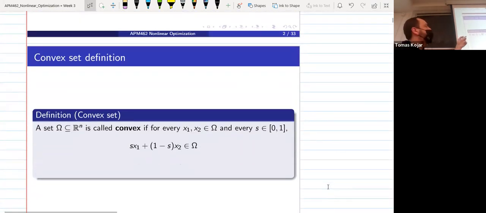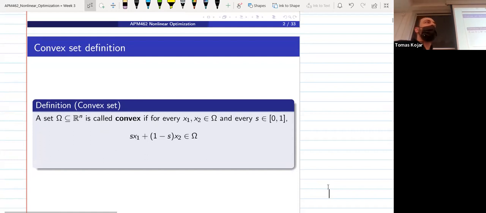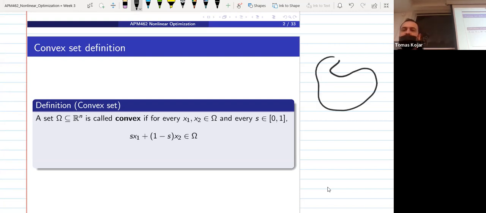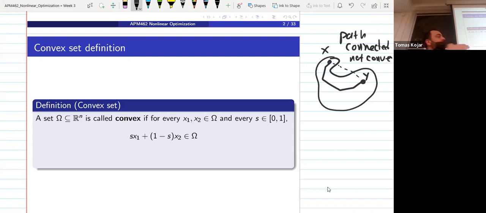You can connect them with a line. So you give me any 2 points in the set, I can connect them with a line. So this is not simply connected or path connected, if you've seen that. This guy over here is path connected because you can connect X and Y. But it's not convex, right? Because the line that connects them goes outside the set. All right, good.